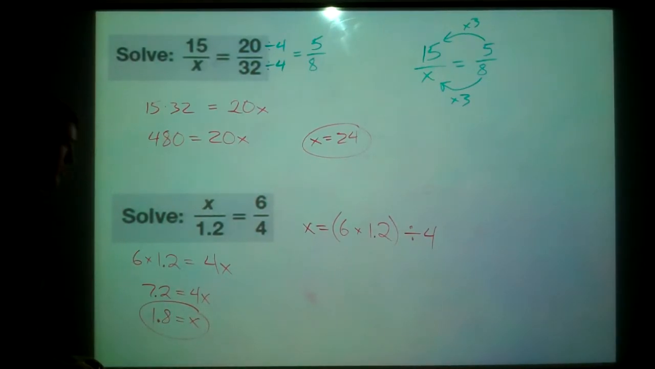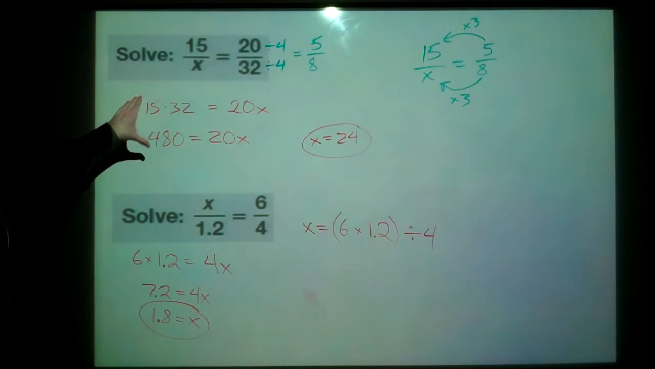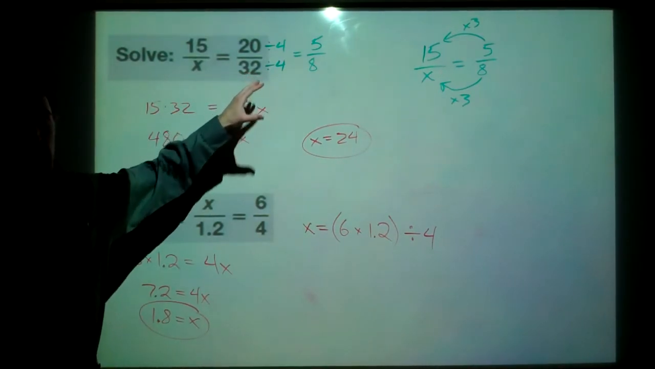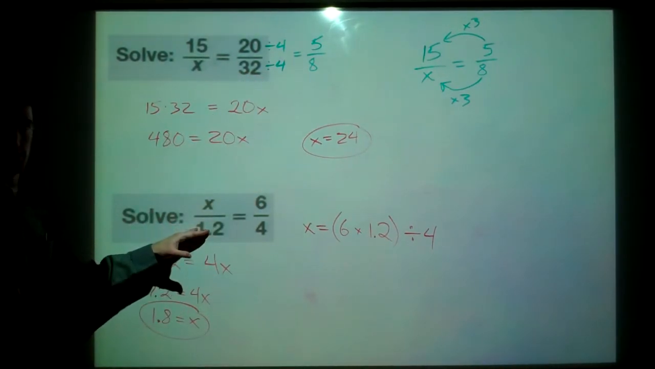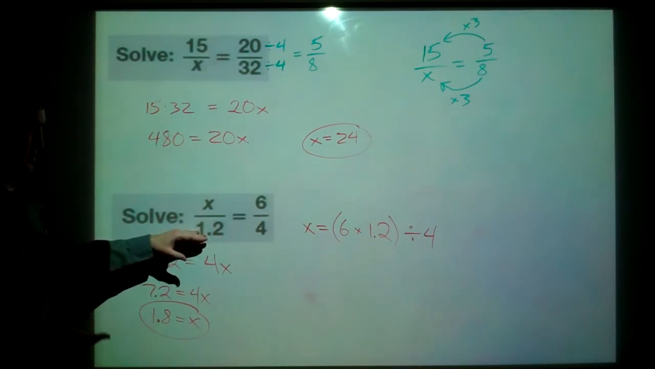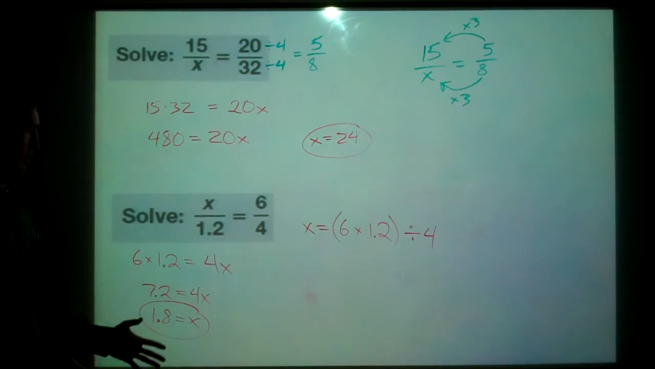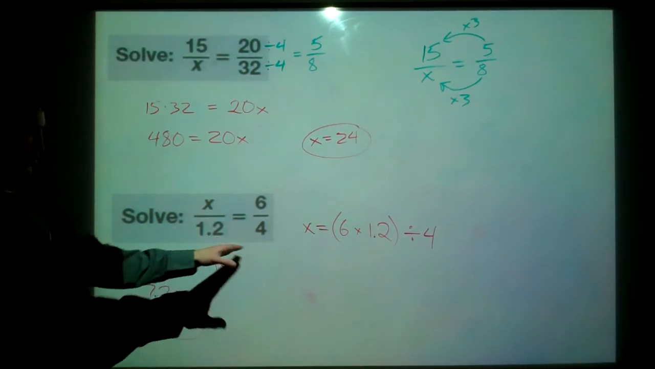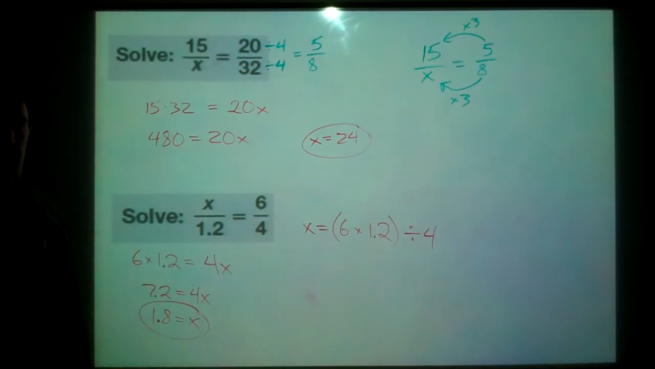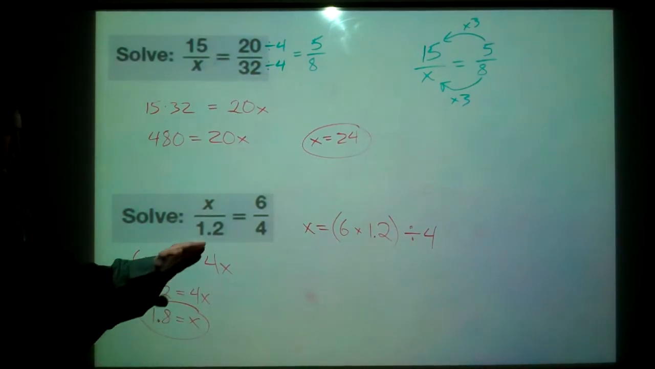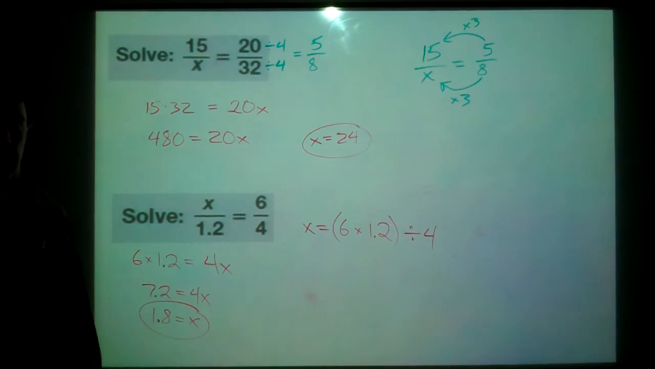So x should be 1.8. Alright, so that's cross multiply divide with proportions. This method will always work. But for this specific example, it wouldn't be as easy to reduce and figure out, okay, 1.2 times what gets me over here. It's a little harder to do it that way. So if you want to do your cross products and set those equal, that will always work.